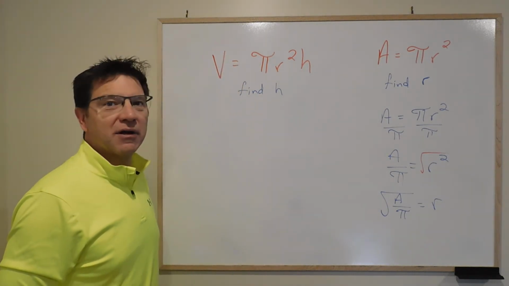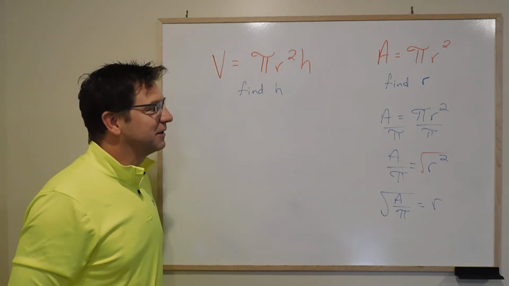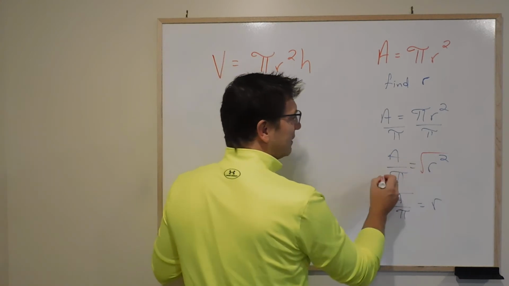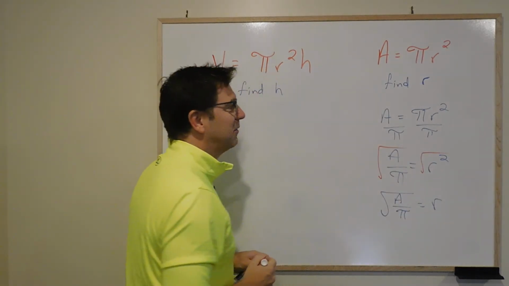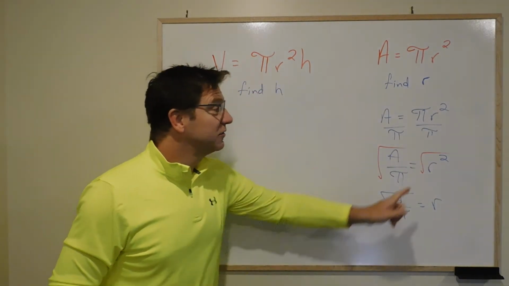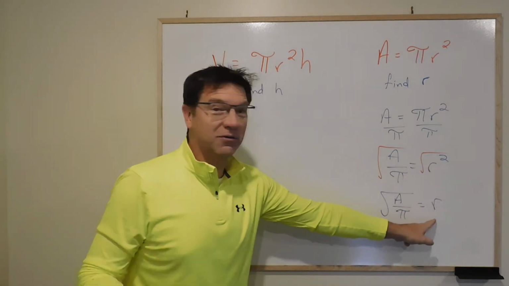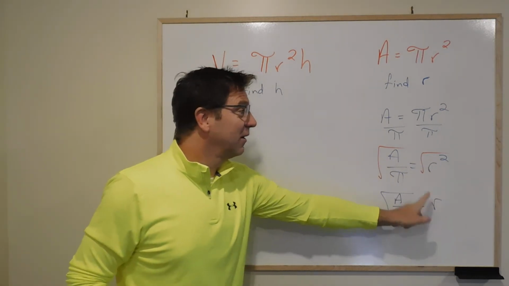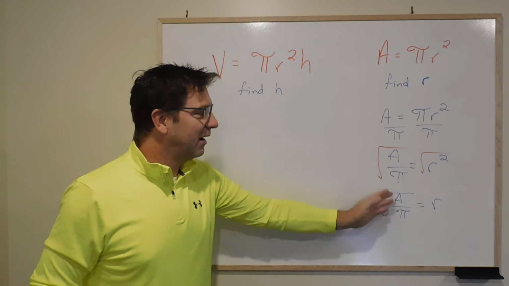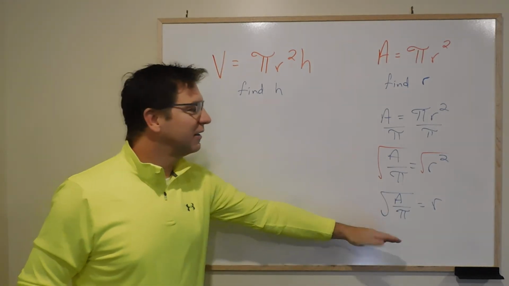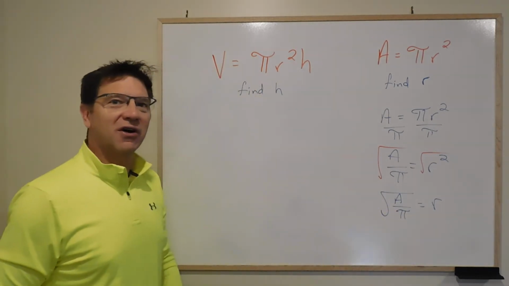Right? And we'll look a little more at that when we look at exponents. But if I take the square root on one side, I must take the square root on the other side. Right? So the square root of r squared is r, and when we get into exponents we'll look at that a little more. And the square root of A over pi was just the square root of A over pi. So that's how we would rearrange it for r.